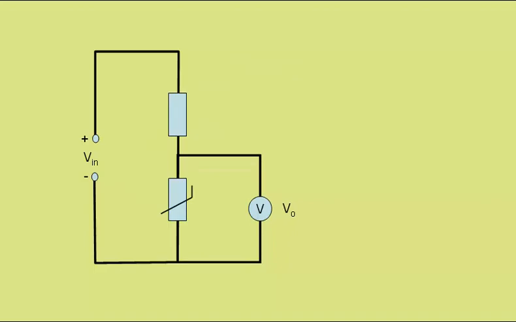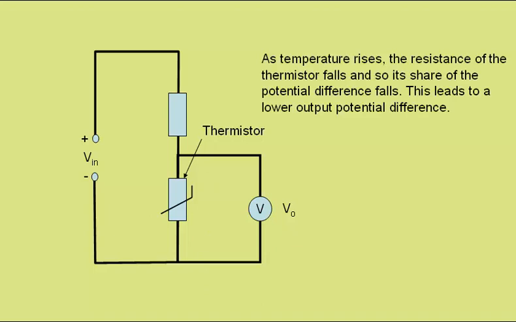We can use a potential divider to produce a temperature-dependent circuit. In this case, we have a thermistor as our lower resistor. Now with a thermistor, as the temperature rises, its resistance falls, and so the voltmeter will steadily read a reduced share of the input voltage. So, as the temperature rises, the resistance of the thermistor falls, its share of the potential difference falls, and that leads to a lower output potential difference, V0.